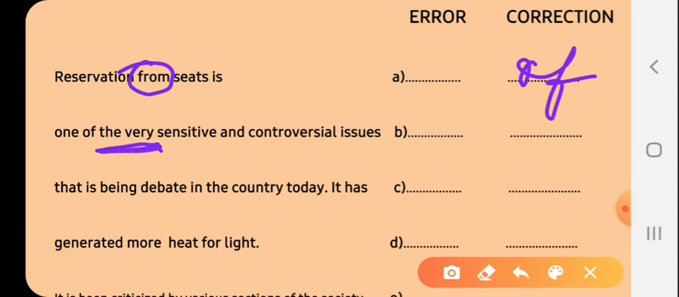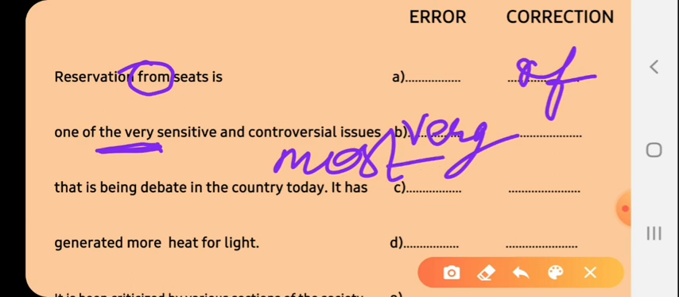the very. After the, there must come the superlative degree. Not very. One of the most sensitive. So what is wrong here? Very, and the correction is most. One of the most sensitive and controversial issues that is being debated, as I told you in the last question.